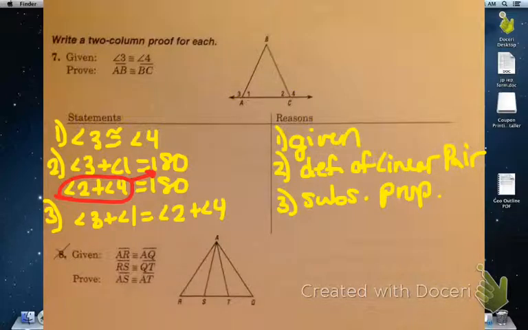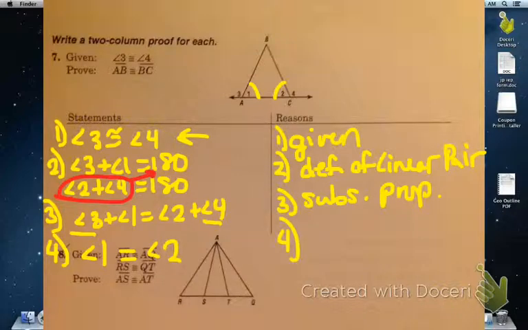So now, we want to get to angle 1 and angle 2 being equal, but we know that angle 3 and angle 1 add up to angle 2 and angle 4. So all we need to do is get rid of the 3 and the 4. Well, since up here we know that they're equal, I can subtract angle 3 from one side and angle 4 from the other, and it will still be a balanced equation. So if I get rid of angle 3 from the left side, I have angle 1, and if I get rid of angle 4 from the right side, I'm left with angle 2. I got rid of them by subtracting. So that's the subtraction property.